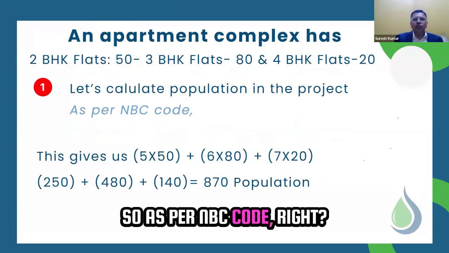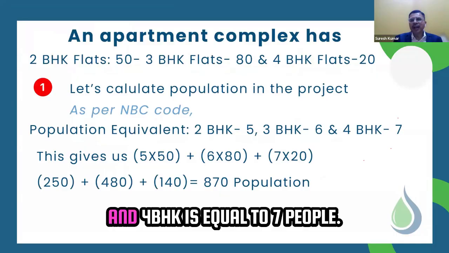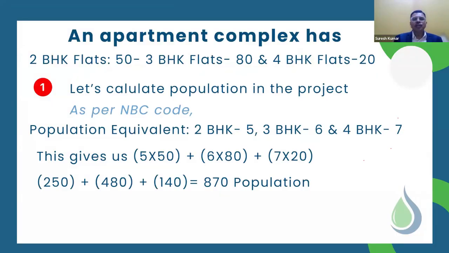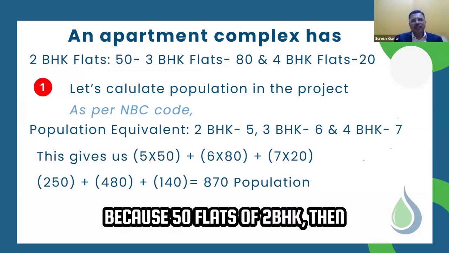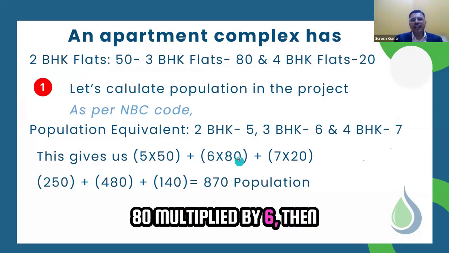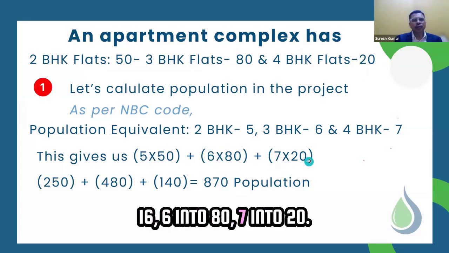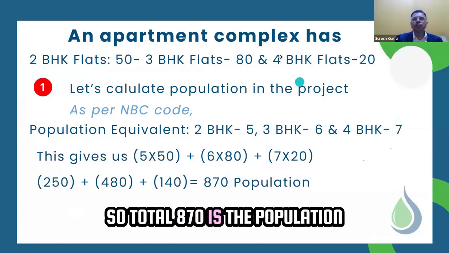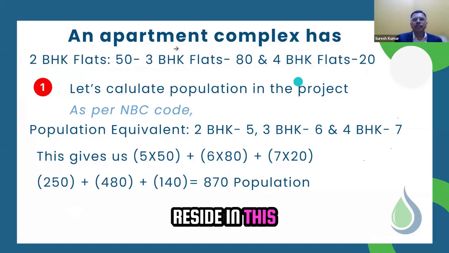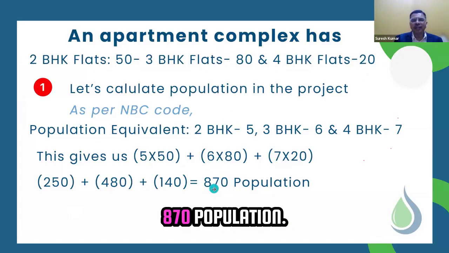As per NBC code, 2 BHK is equal to 5 people, 3 BHK is equal to 6 people, and 4 BHK is equal to 7 people. So 50 multiplied by 5, because there are 50 flats of 2 BHK, then 80 multiplied by 6, then 20 multiplied by 7. That is 250 plus 480 plus 140. So a total of 870 is the population that is likely to reside in this apartment complex of 50 plus 80, 130, plus 20, 150 flats.